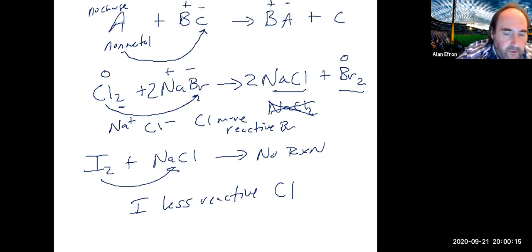Questions on a single replacement reaction? So the way you can recognize it is one element by itself, no charge, not combined, plus something that's ionic: single replacement reaction.